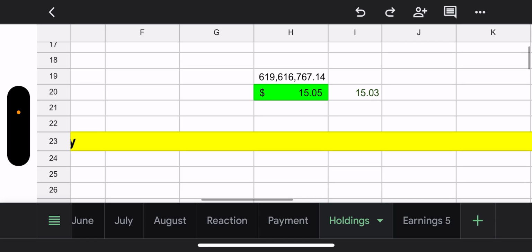Net asset value of CONY, 619 mil. NAV is 15.05. Trade price is 15.03.